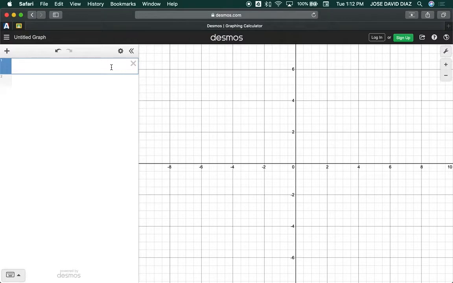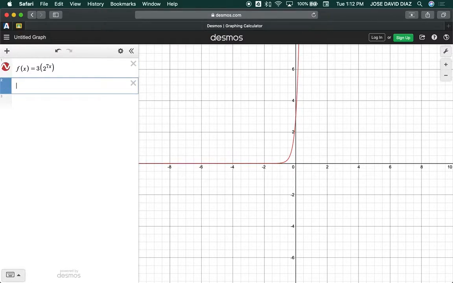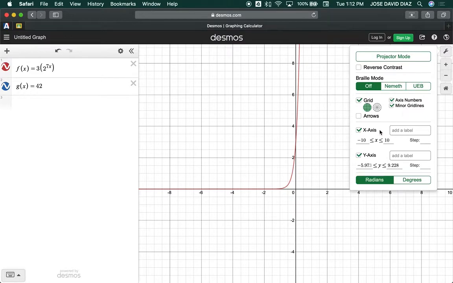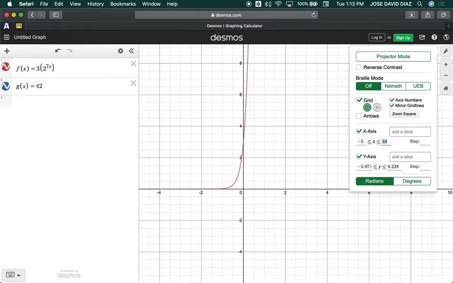You got it? Correct. So in this case, I'm going to use f of x equals 3 times 2 to the power of 7x. Move to the right, close it. That's my first function. My second function is g of x, and I must say g of x equals 42. Therefore, I can go up, but instead I'm going to adjust my window. It'll be from -5 to, it's 42, that's a horizontal line, so I'm going to set to 50.